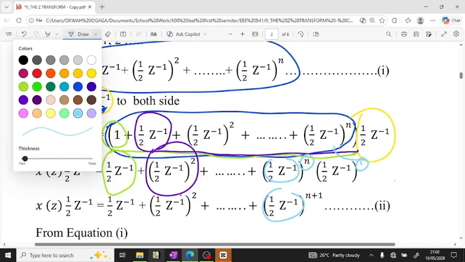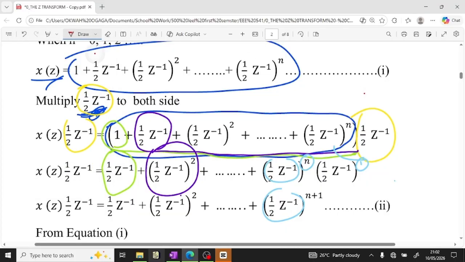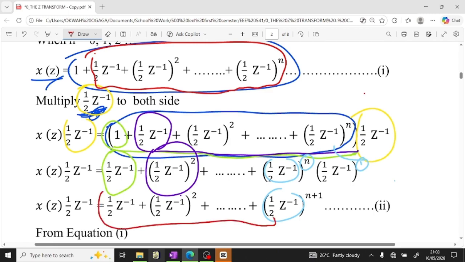Everything you have, I need a color, I use red. So everything you have from this part, forget about the one first, from this part to this part, it is the same. It is the same with what you have in equation 2 from this part. Okay, are we seeing it? This guy, sorry, I cancelled the 2 by mistake, but the 2 should be there. The 2 is there. This guy is the same with this guy.